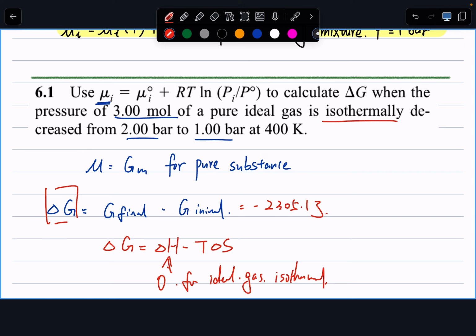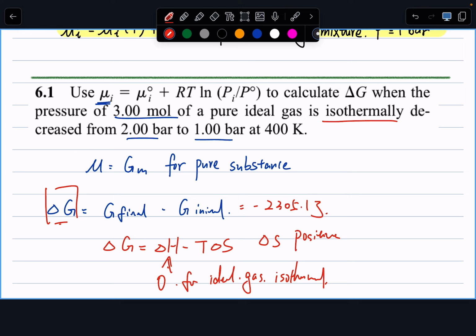And what does that mean? So a negative delta G tells me that my delta S must be a positive value. And intuitively, does that make sense? Right, we're reducing the pressure of the system. Naturally, we're increasing the volume of my system, right? So my entropy will go up, right? So intuitively, it also makes sense.